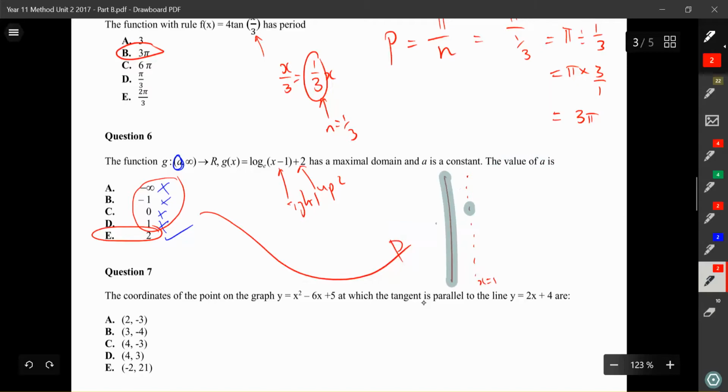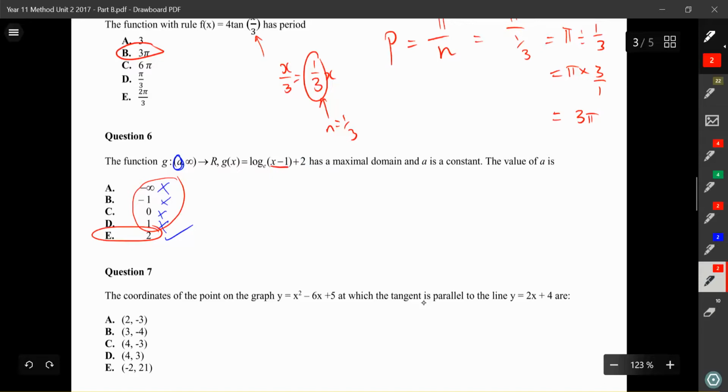Okay? So it's all about picturing the graph, and if you couldn't do it, type it in the CAS to notice it, or notice the property that x minus 1, so log of whatever this thing is, has to be greater than 0. That's the point, and you can solve for x from there.